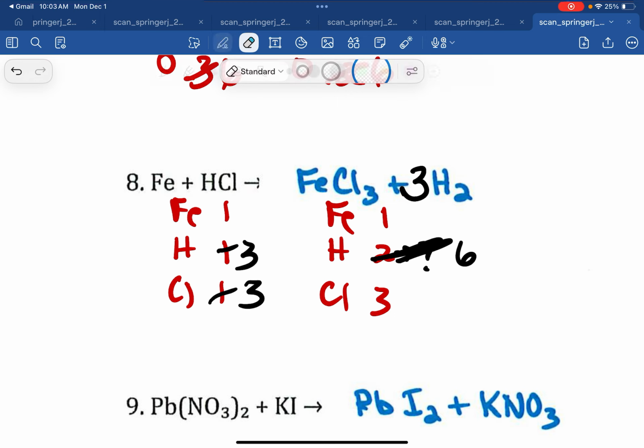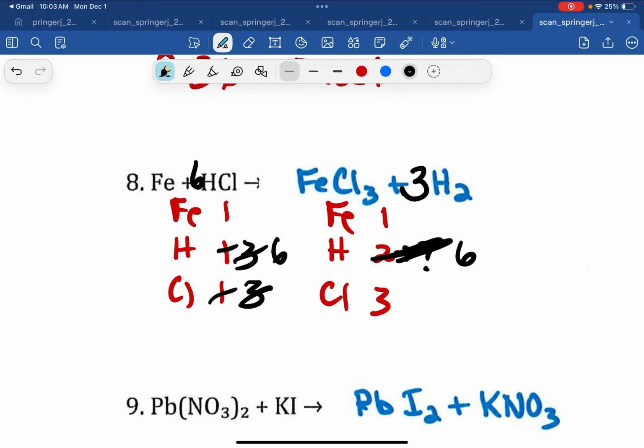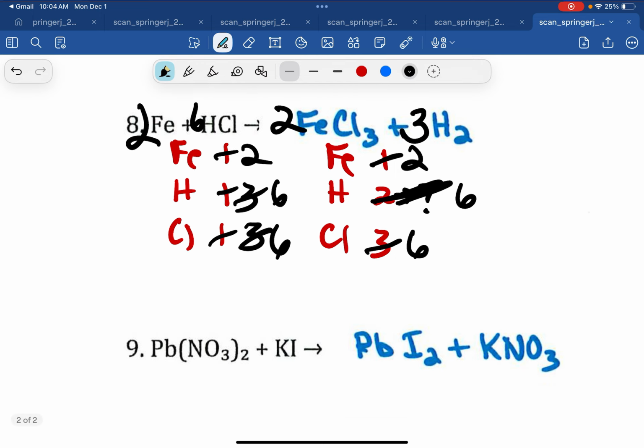So now what I have to do is put a 6 here. 6, 6. Well, how do I get my chlorines to be a 6? Well, I'll put a 2 in front. But that changes the iron also. But that's an easy fix. So 2, 6, 2, 3. Pretty good shape.